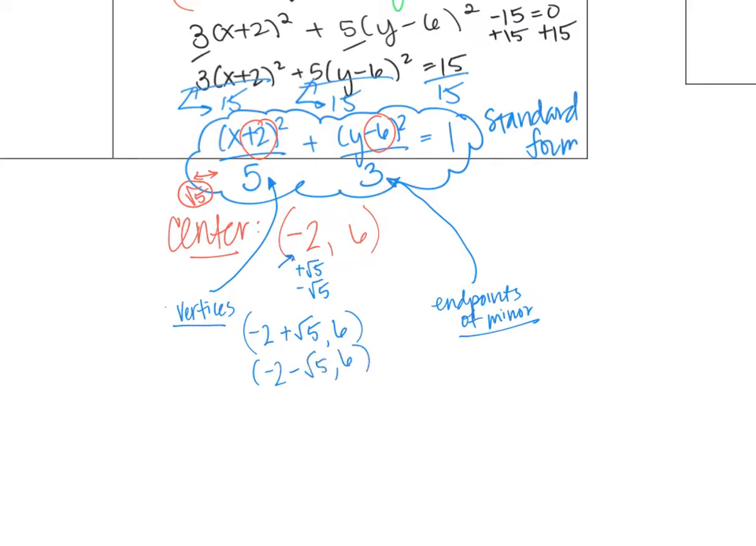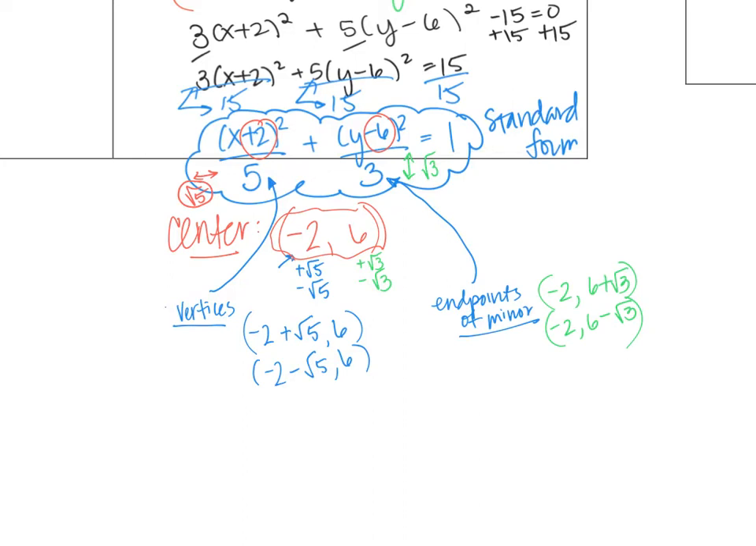For the endpoints of the minor axis, that's under the y, so it's going to go up and down. And the y is not always the minor axis, it just so happens that the small number was here. So square root of 3, again, that doesn't simplify, it's just square root of 3. Now it's going to take that same center, negative 2, 6, take that radical 3, and add it to the y. It's going to plus it, and it's going to minus it. So that would look like negative 2 comma 6 plus radical 3, and negative 2 comma 6 minus the radical 3. Again, we're not graphing, so we don't have to simplify those. We'll just keep them as those exact values.